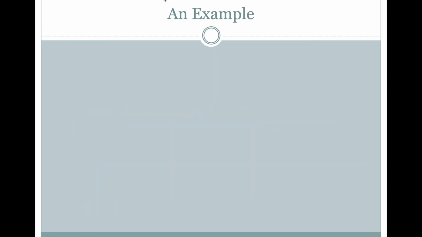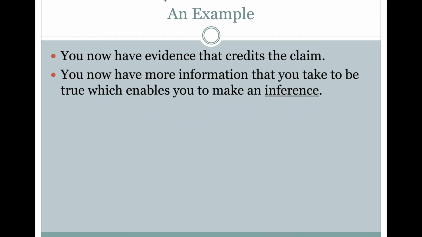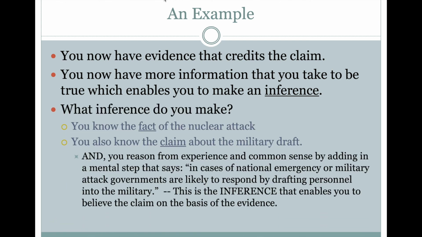So here's how that works. You now have evidence that credits the claim, that is, supports it or helps to prove it or makes it more likely or probable, right? And you have more information that you take to be true, the evidence, which enables you to make an inference. So in this case, what would that inference be? Okay, what inference do you make?